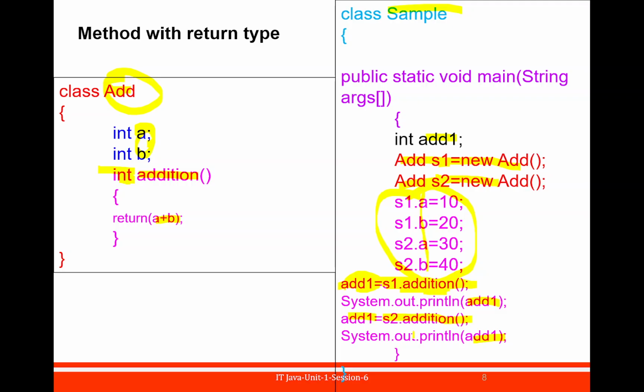Thus we have seen how we include a method inside a class and how we can access a method. In this video, first we started with the syntax of method definition and how we give the methods inside the class, and then examples of how to invoke or call the methods inside the class. And also we saw a method without return type as well as with return type.